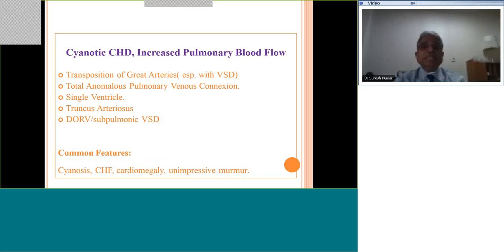When you speak of increased pulmonary blood flow in cyanotic congenital heart disease, TGA is the prototype, particularly with a ventricular septal defect. TAPVC, single ventricle, truncus, DORV with subpulmonic VSD, these are some of the other examples. Or Tetralogy, pulmonary atresia, and multiple aortopulmonary collaterals causing cardiac failure. And the common features here would be cyanosis, of course, but cyanosis of a lesser degree than what you would expect in cyanotic congenital heart disease with reduced pulmonary blood flow. Cardiomegaly, the murmurs are generally unimpressive.